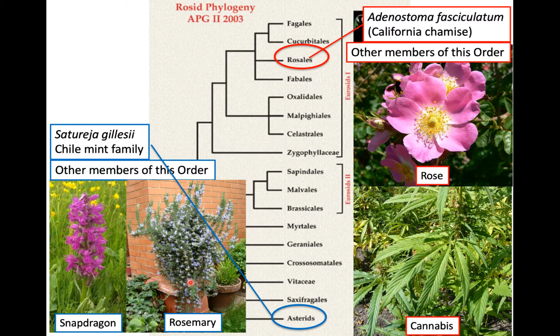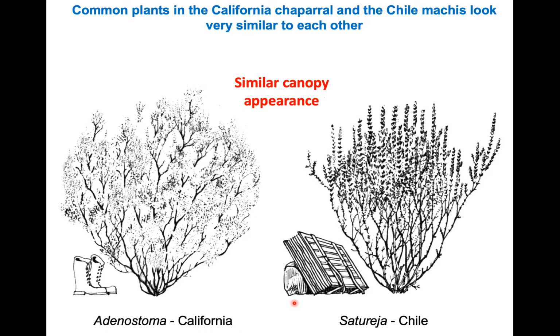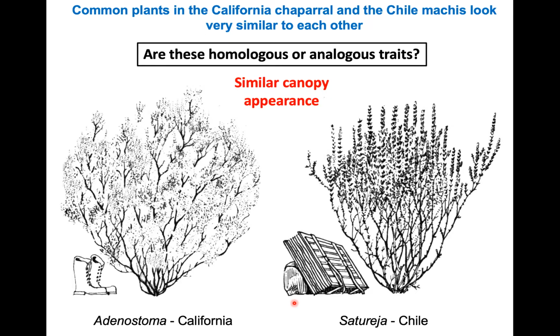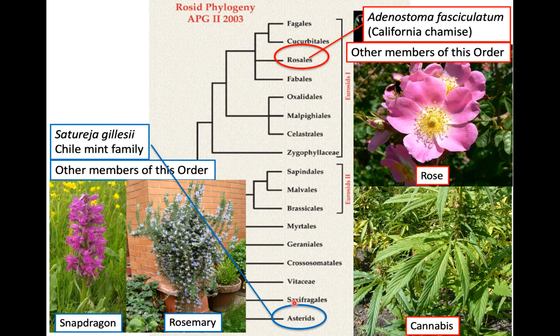Right? Therefore, the shape of this one plant in the Rosales and this one plant in the Asterids must have come about by a convergent evolution, that they have no meaningful evolutionary recent history. Their ancestor goes way back and includes lots of other things that look nothing like them, and therefore these two particular traits that they have must have occurred because of convergent evolution, because they live in similar environmental conditions, which is this Mediterranean climate. So they are analogous. These two particular traits are analogous.